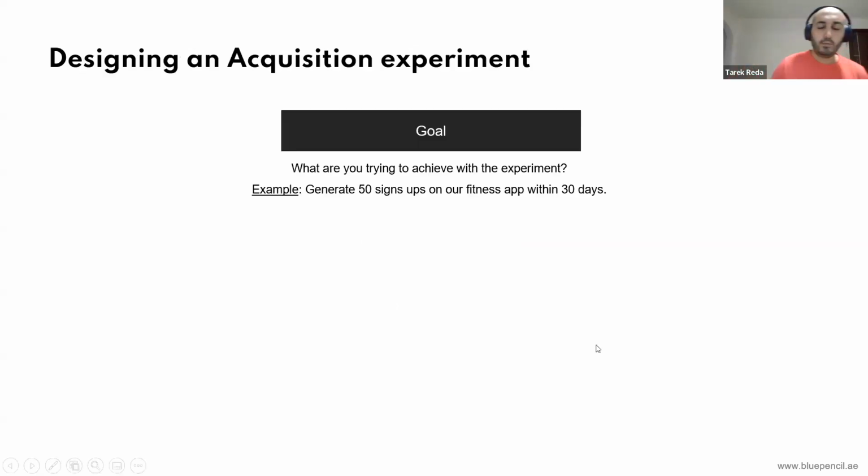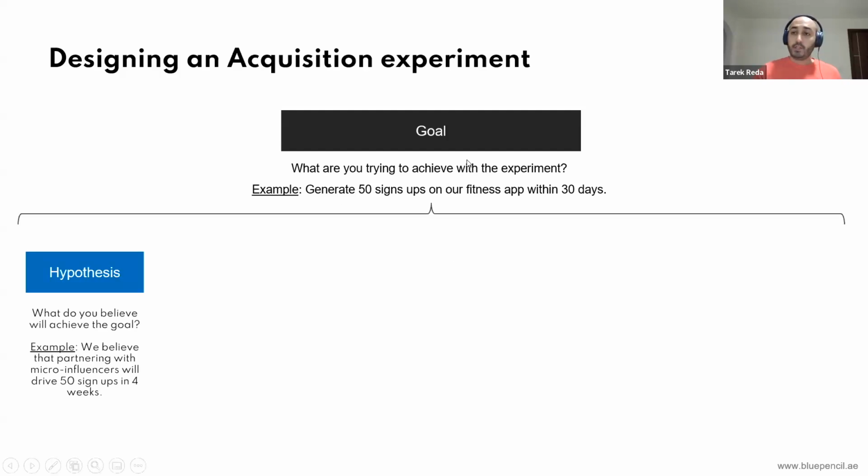Okay, so let's look at the steps or basically how you would go about this. Let's take an example. What we're doing now is designing an acquisition experiment. So let's say we are a fitness app, and the goal of the experiment is to generate 50 signups on our fitness app within 30 days. So that's the goal, clear, straightforward. Now, in order to reach this goal, there are a few inputs or variables that you want to articulate here. One is the hypothesis. Your hypothesis for this experiment is what exactly you believe will achieve the goal. So let's say we believe that partnering with micro-influencers will drive 50 signups in 4 weeks. So that's the initial hypothesis of the experiment.